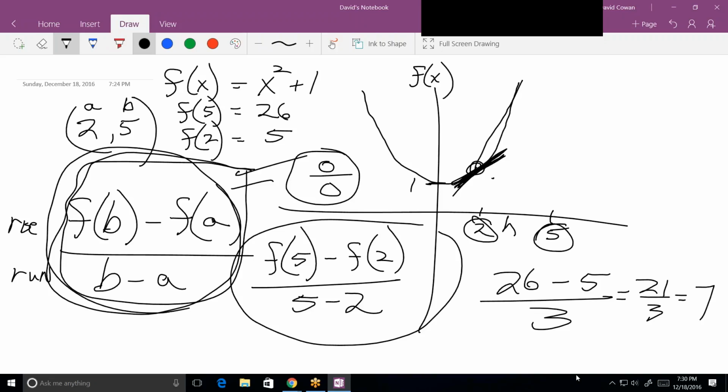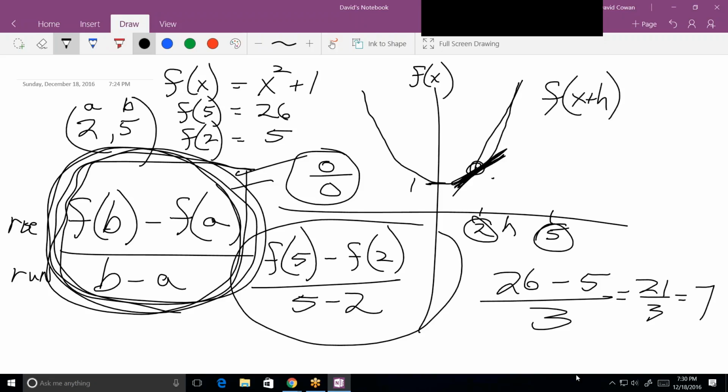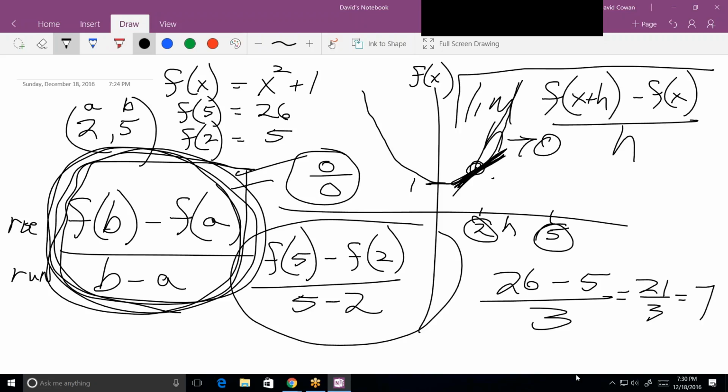It's because that's the precursor to calculus. You're going to see that a lot when you take calculus. Only it won't look quite like that. It'll look like this: f of x plus h minus f of x all over h. And I'm going to take the limit of that as h goes to 0. That is the definition of the first derivative.